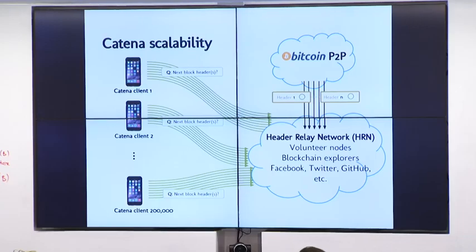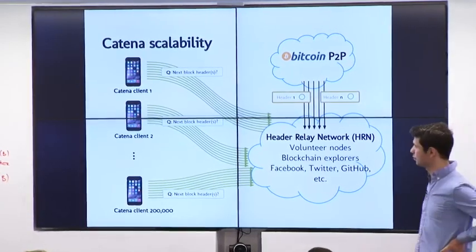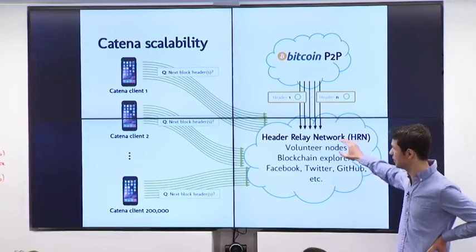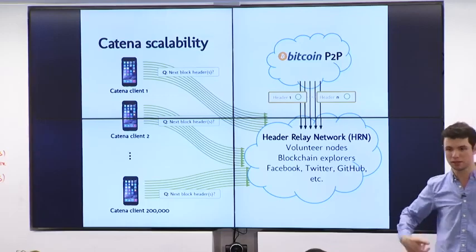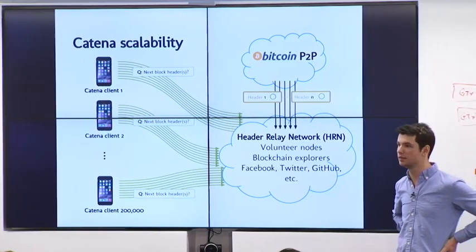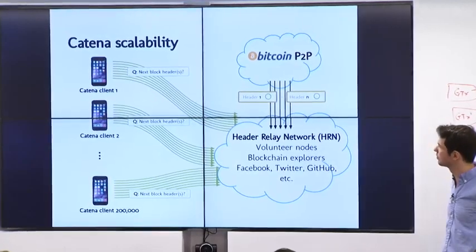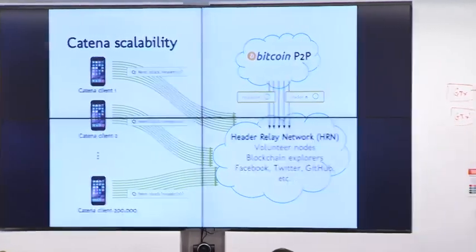Did you consider having the clients be peer-to-peer? Yeah, so another way, and I think we talk about that in the paper, is you can implement the header relay network as a peer-to-peer network on top of the clients. So that's another way to do it. There's some subtleties there that you have to get right, but you can do it, I think.